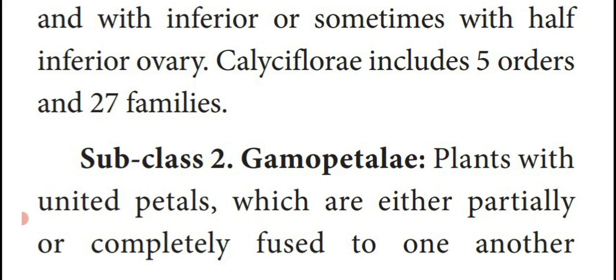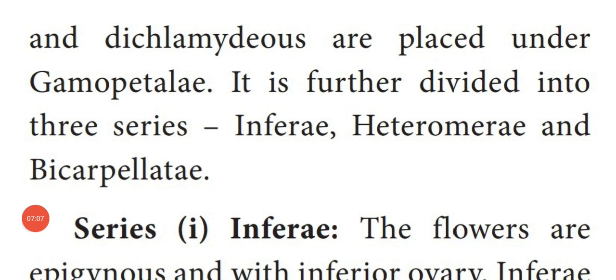So these petals are either partially fused or completely fused to one another. Gamo means fused. Petals are fused. The fusion of petals may be either partial or complete. And also the flowers are dichlamydeous, that is calyx and corolla whorls are present. This Gamopetalae is again divided into 3 series: Inferae, Heteromerae and Bicarpellatae.